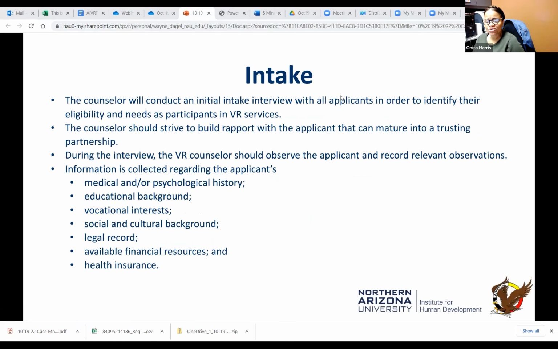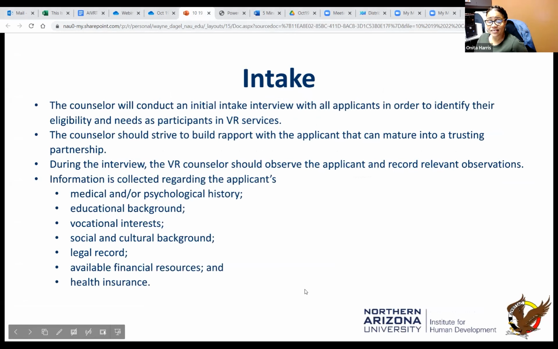So in our initial intake interview, that's when we get together to complete an application. And like I said, the most important part about that is building rapport, because we want the person who is coming in. We do understand that vocational rehabilitation is a voluntary program, and that the people that are coming in, they're voluntarily coming in for our services. But we want to really engage them and have them be a part of our services.